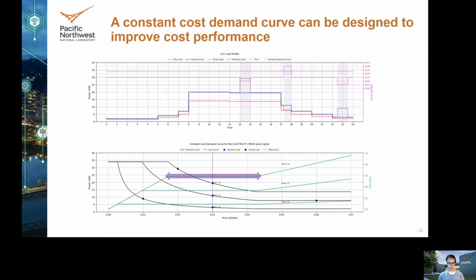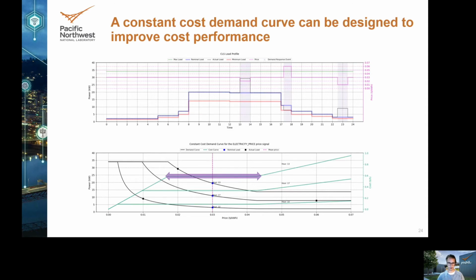So one way to control for cost is to keep it constant. So a constant cost demand curve can be designed to improve cost performance. And to design this curve, a target cost point must be defined. And here it's defined as the cost that's based on the nominal load at the mean price. And unlike the linear demand curve, we do not want to define a maximum and minimum price. Because this demand curve attempts to maintain cost until it reaches the limits of its flexibility range. And once that flexibility limit has been reached, a change in cost won't result in a change in load.